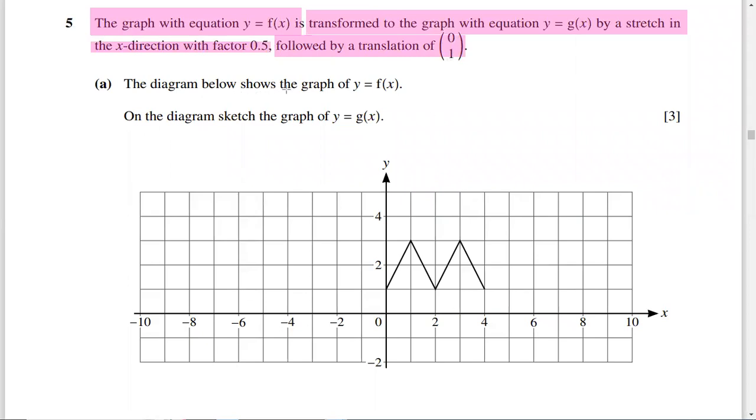The diagram below shows the graph of y is equal to f of x. On the diagram, sketch the graph of y is equal to g of x. So in this question, there are two types of transformation, stretch and translation.